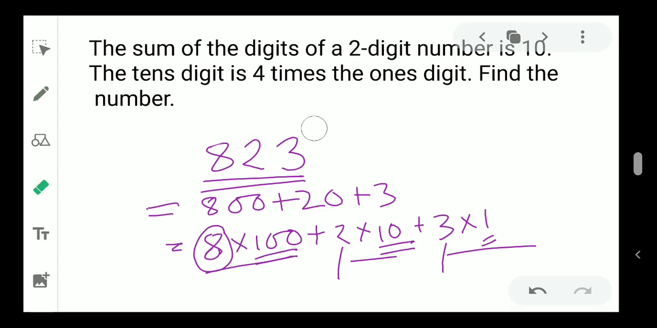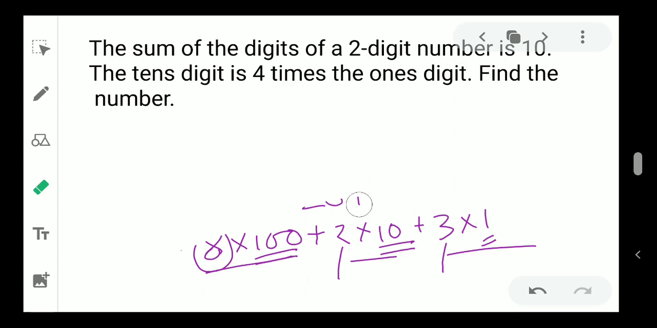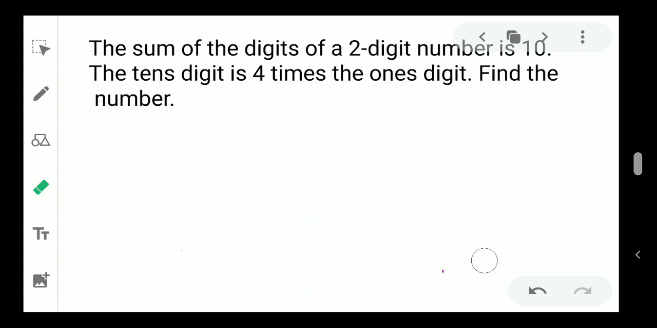Now this math is regarding the digits, so let us start. First question: the sum of the digits of a two-digit number is 10. This is my reference. The tens digit is 4 times the ones digit. This is my condition. Find the number. This is my question.